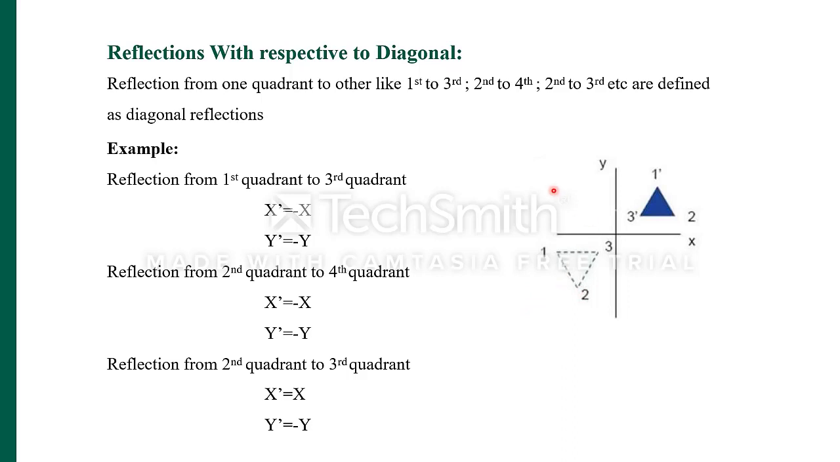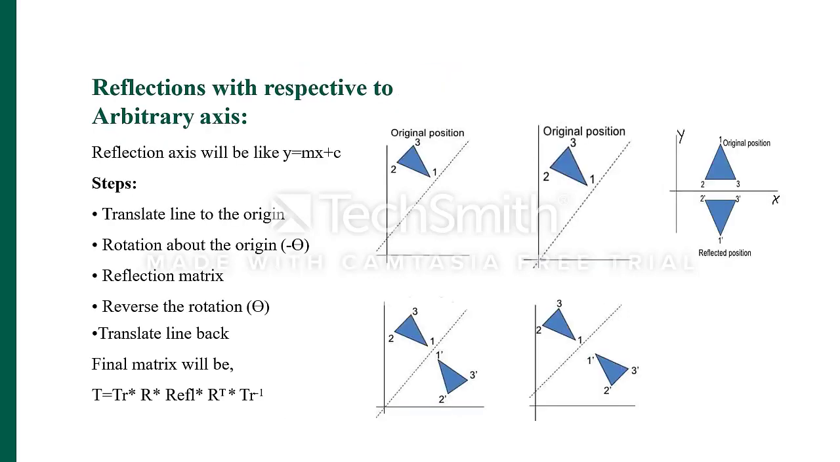Similar is the way when we do a reflection from the second to the fourth quadrant. We get the x and y coordinates as negative, since x is negative in the second quadrant and y is negative in the fourth quadrant. When we multiply both of these, we get negative for both the new x and y coordinates. Similar is the way for reflection between the second and third quadrant.